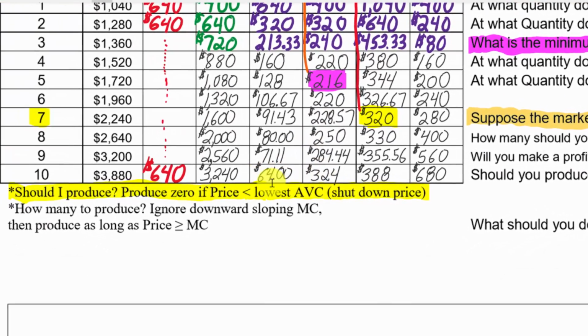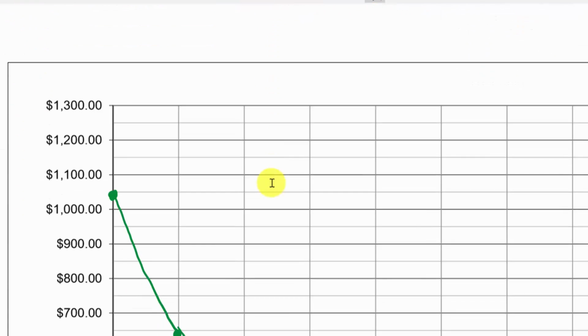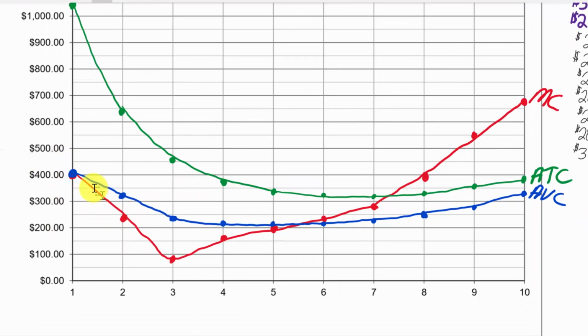So here's our rule about how many to produce. Ignore the downward sloping part of the marginal cost curve, then produce as long as price is bigger than or equal to marginal cost. So why is this the rule? Two parts to this. First, ignore the downward sloping part of the marginal cost curve. Why is that? These first few units are pretty expensive to produce because of startup costs.